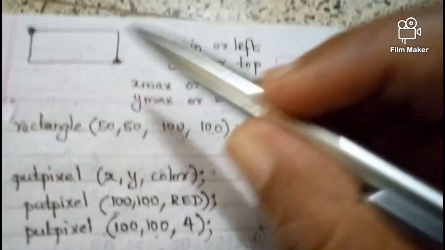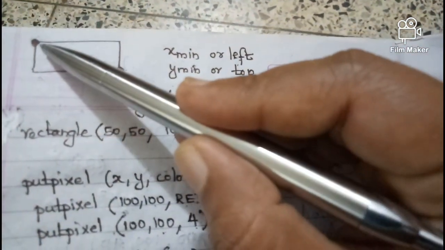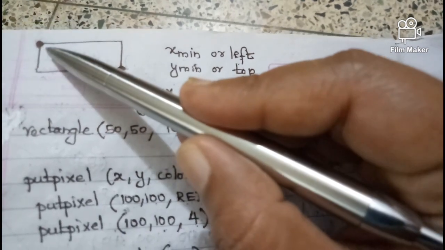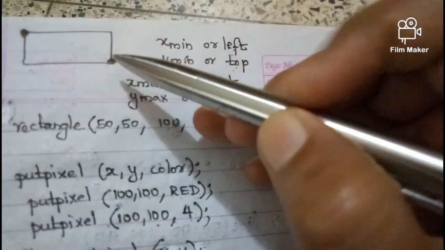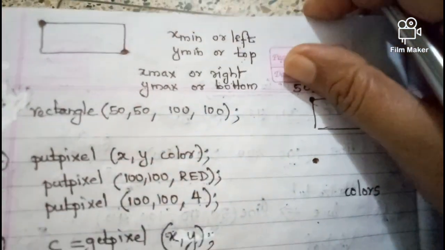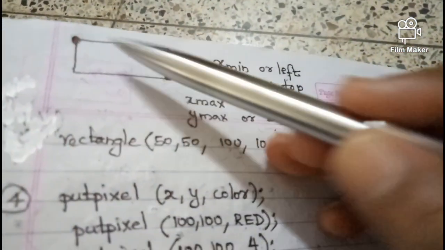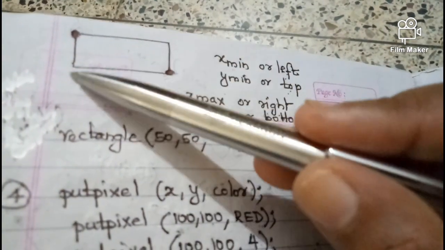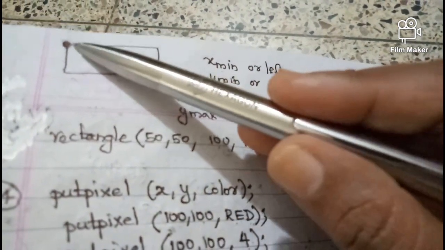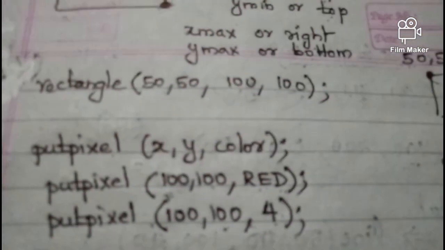In this rectangle, two corner points are taken. This corner point is the left top corner, and this corner point is the right bottom corner. Remember, when you give a rectangle function, only two corner points are needed. It is not necessary to give all the corner points. With just two corner points, you can easily draw a rectangle.